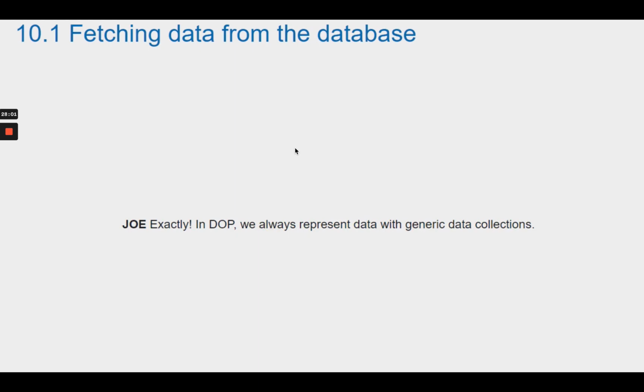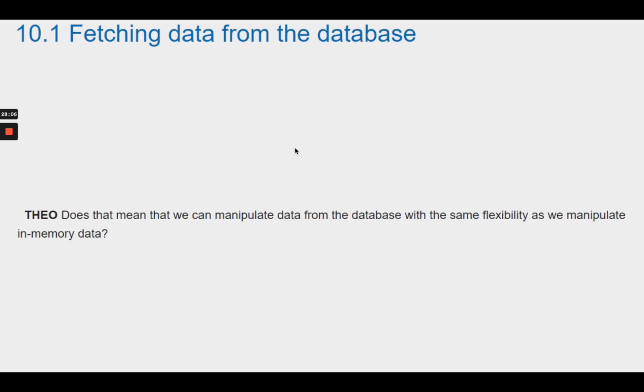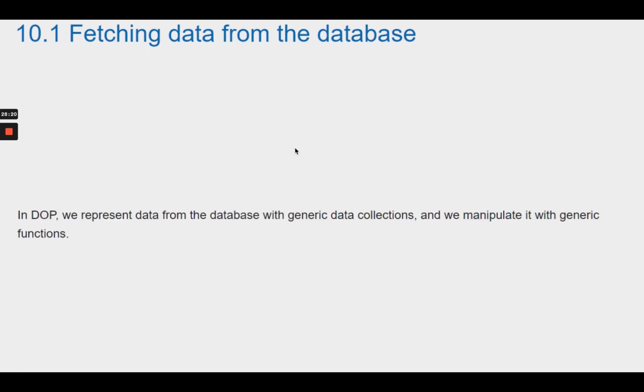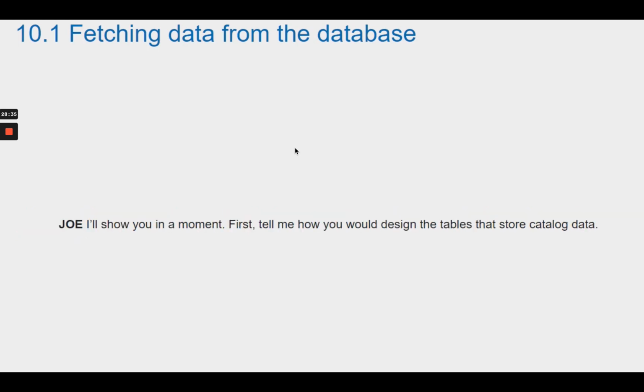Joe: Exactly. In DOP, we always represent data with generic data collections. Theo: Does that mean that we can manipulate data from the database with the same flexibility as we manipulate in-memory data? Joe: Definitely. Tip: in DOP, we represent data from the database with generic data collections, and we manipulate it with generic functions. Theo: Would you show me how to retrieve book search results when the catalog data is stored in an SQL database? Joe: I'll show you in a moment.